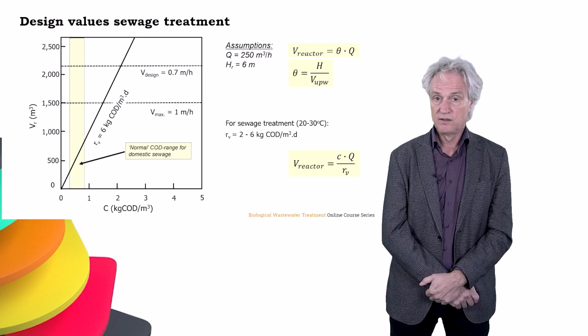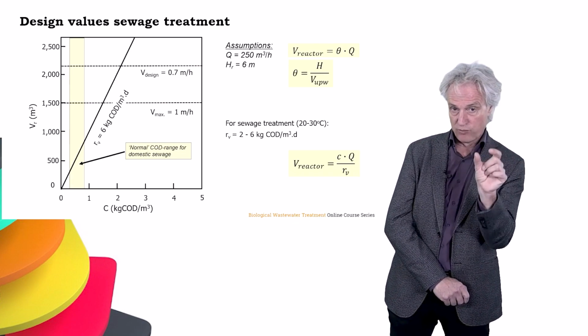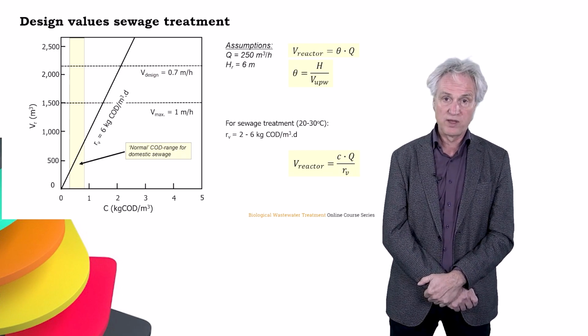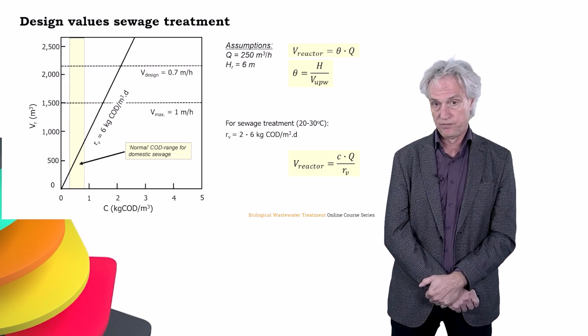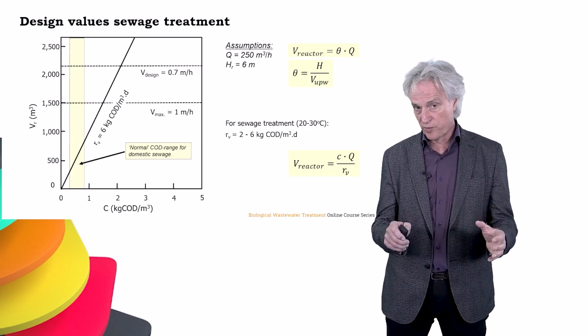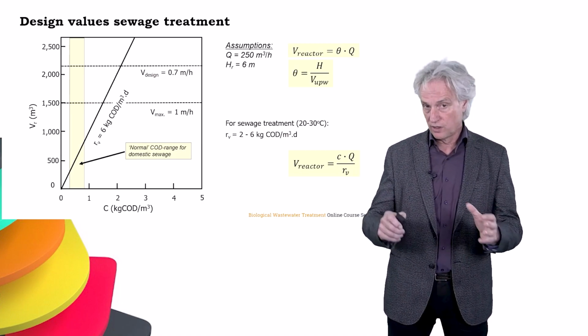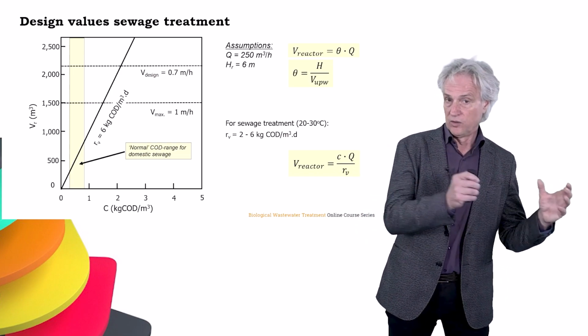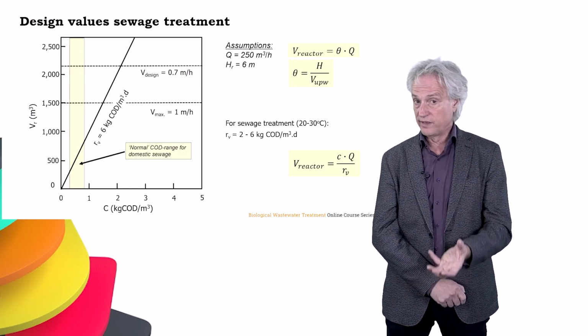The solid line in the yellow bar is far below the dotted lines of 1 meter per hour and 0.7 meter per hour. Meaning, very likely the anaerobic reactor will be underloaded regarding conversion capacity, since it is limited by the hydraulic upflow.